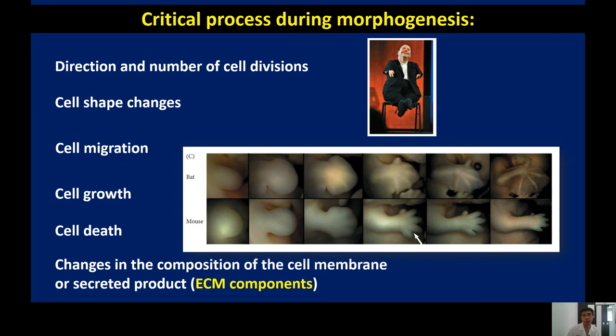Then we will move to the morphogenesis. The next step after the differentiation is the morphogenesis, the formation of such organs. In the morphogenesis, there are various critical processes. The first is the direction of the cell divisions and the number of the cell divisions itself. The number of the cell divisions will determine the mass, how many cells will be formed.